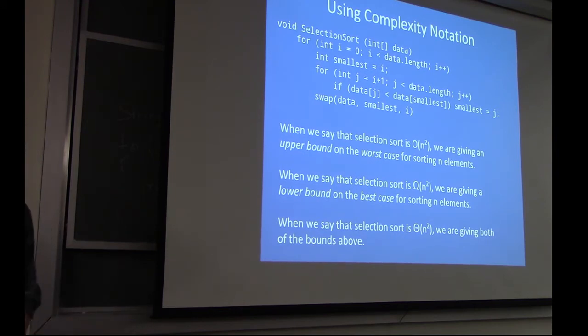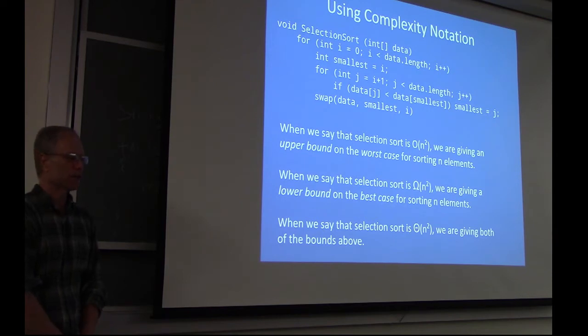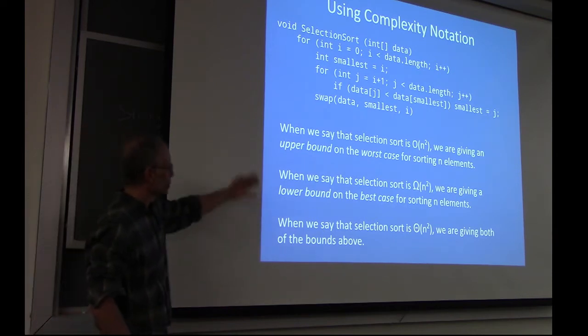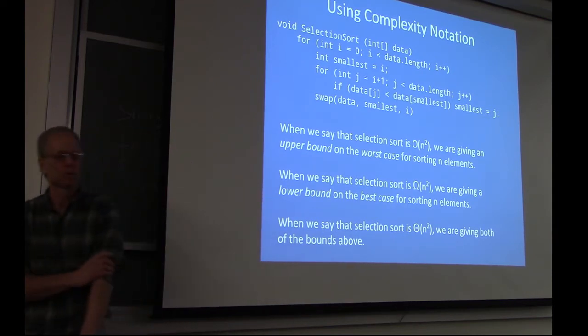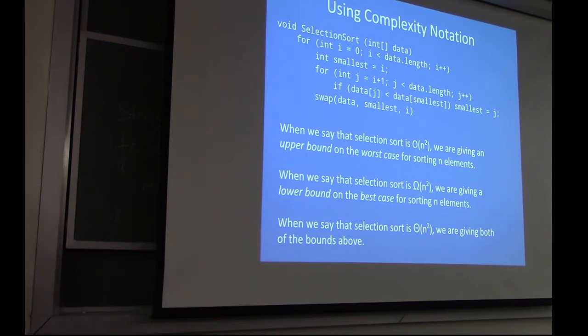You double the size of the input, you'll quadruple the running time. So this applies when you're using big O notation, asymptotic function notation, to describe an algorithm, to characterize a running time or the space consumption or some property of an algorithm. You're putting upper bounds and lower bounds. Upper bounds on the worst case, lower bounds on the best case.